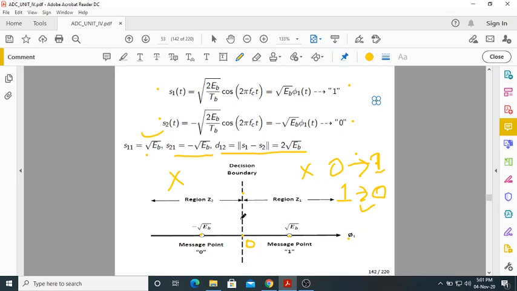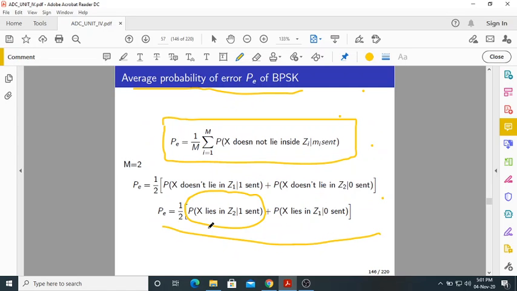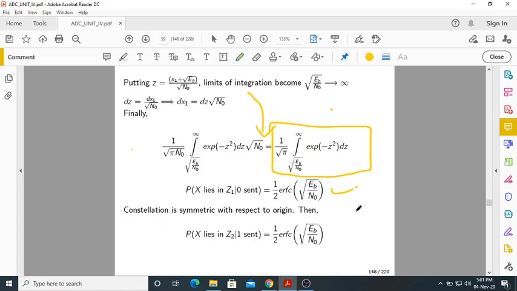Since it is symmetric, the probability of 0 becoming 1 is the same as 1 becoming 0, because everything is the same. This is Z1, this is Z2. It is 0 to infinity, and 0 to minus infinity. So there is no need to find another type of error; it is symmetric, so it will be similar. Using the symmetry with respect to the origin, I am writing that the probability that X lies in Z2 given 1 sent is also the same.